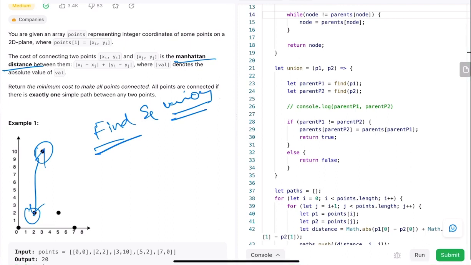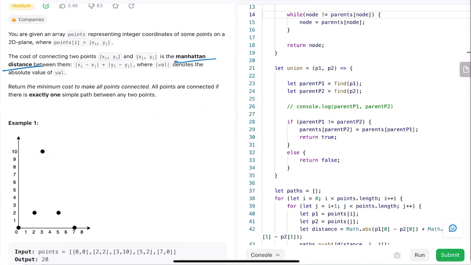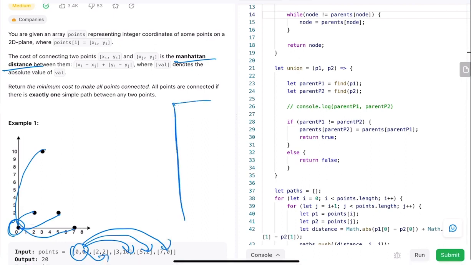The other part is the core problem: when we connect, if you sum up the cost, it should be minimum. How do we do that? The way to do it is to take this point and try to find the distance between this point and all other points, and put it in an array.